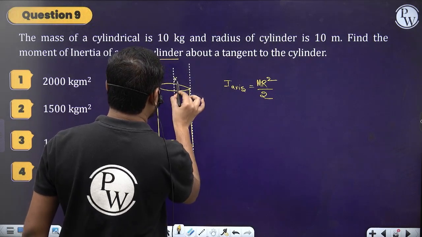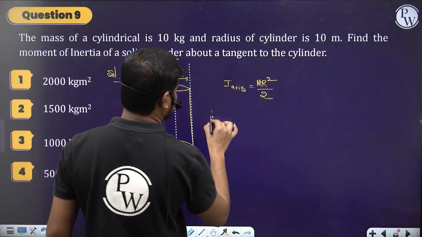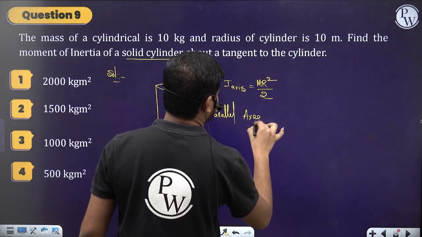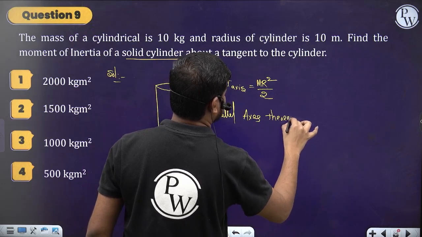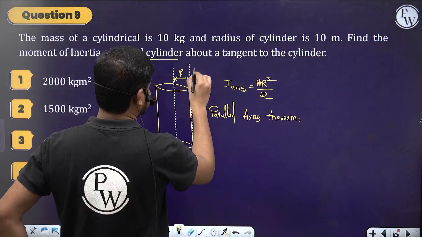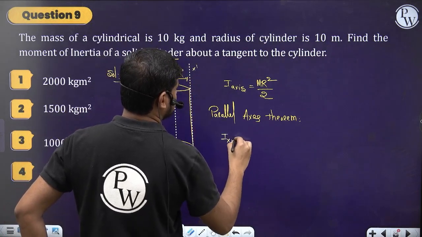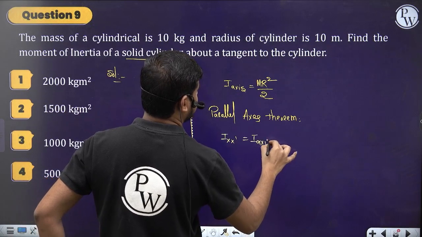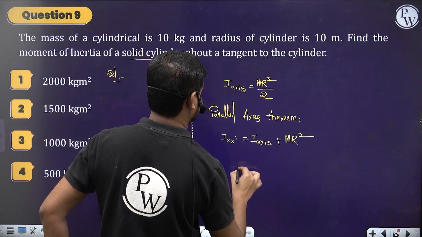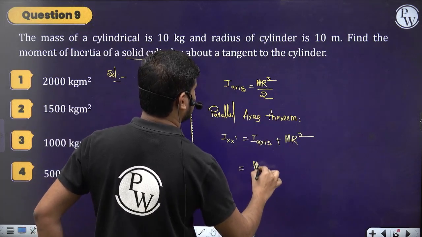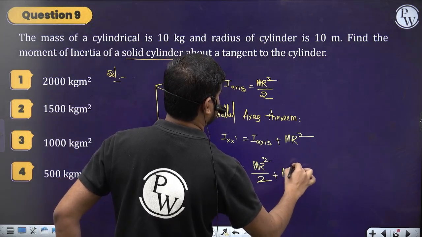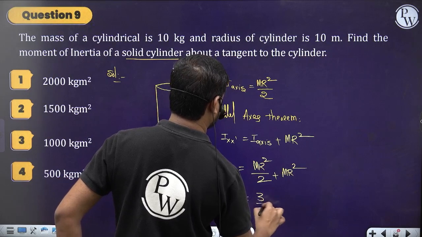This distance will be the radius. So you can apply the parallel axis theorem here. Can we apply it? Yes or no? So simply, the moment of inertia about this x dash axis is equal to the moment of inertia about its axis plus, since mass is m and distance is r, mr square. This is mr square by 2 for the solid cylinder plus mr square, which is 3 by 2 mr square.